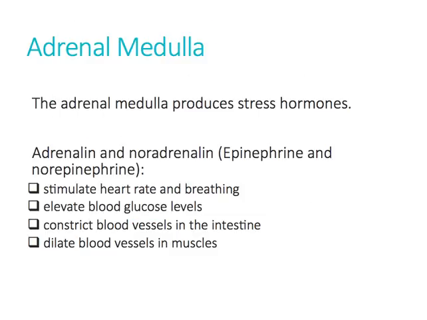The adrenal medulla produces stress hormones, and those are adrenaline and noradrenaline, also called epinephrine and norepinephrine. And these hormones stimulate the heart rate and breathing. They elevate glucose levels. They constrict blood vessels in the intestine and dilate blood vessels in muscles.